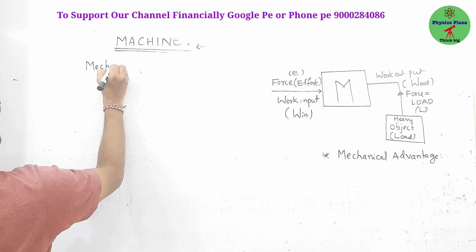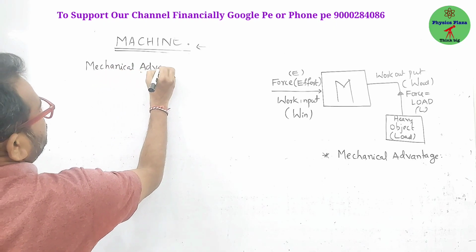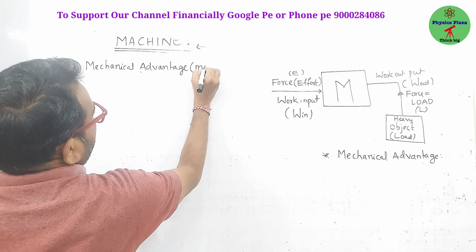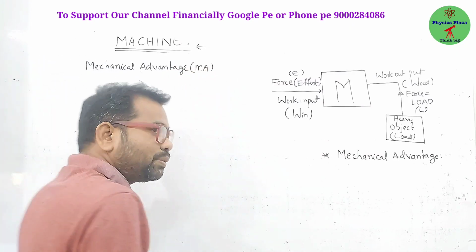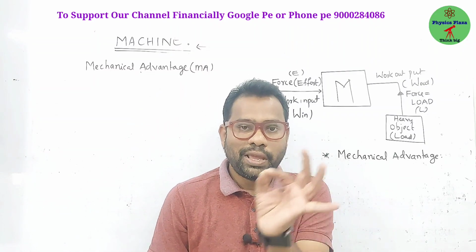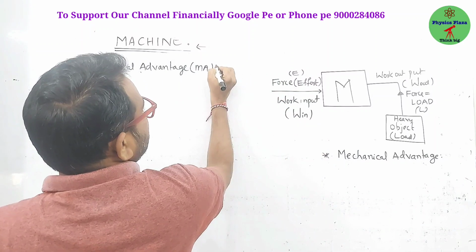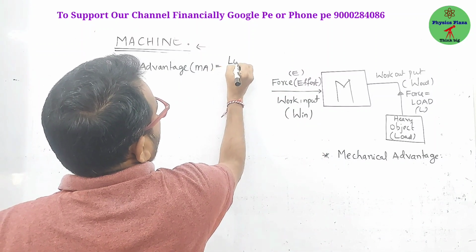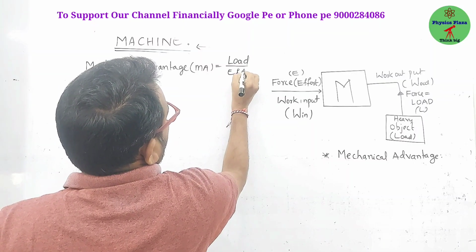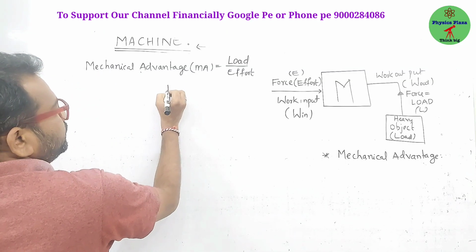So it is mechanical advantage. We can represent it with MA. Hey, MA does not mean Master of Arts or Master of Architect, not that actually. MA, mechanical advantage, capital letters. Okay, so children, it is defined as the ratio of load and effort. Very, very, very important.